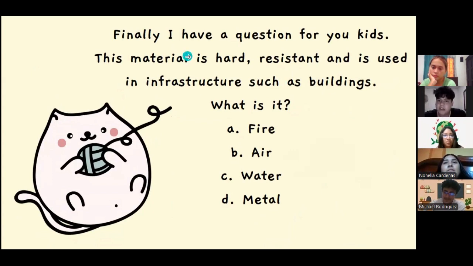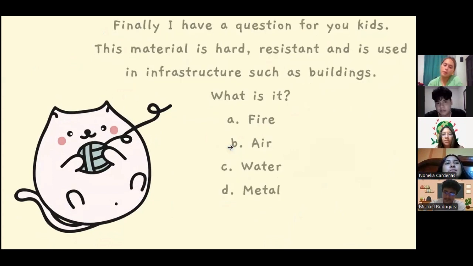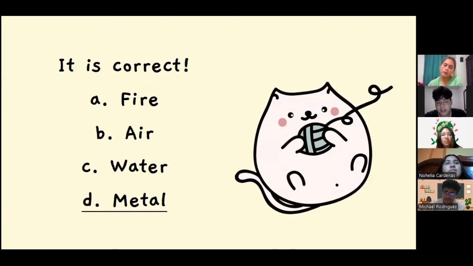Finally, I have a question for you. This material is hard, resistant, and is used in infrastructure such as buildings. What is it? Letter D. Letter D, metal. Letter D, metal, okay. Okay, it is correct, metal.